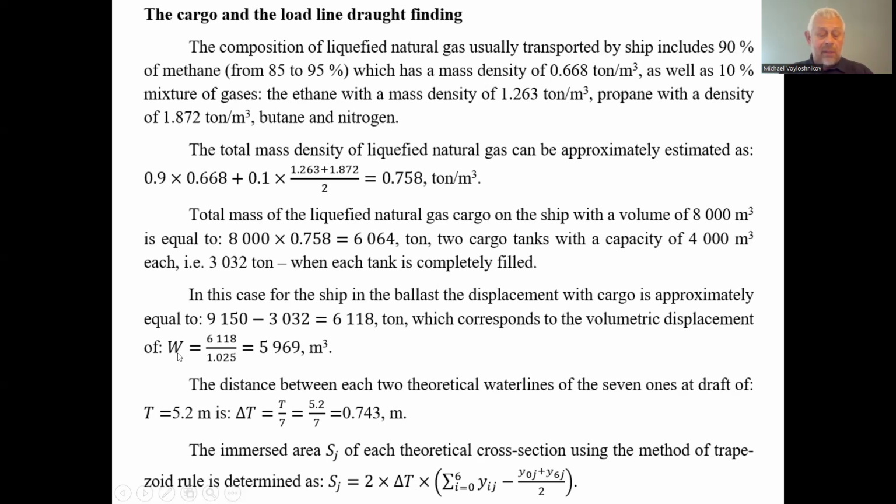So we can find the volumetric displacement. This is a weight displacement, or mass displacement. We can divide the mass of the partially loaded ship, with cargo in only one of the capacities, by the density of the ocean water, 1.025 ton per cubic meter, the density of the water in the ocean.